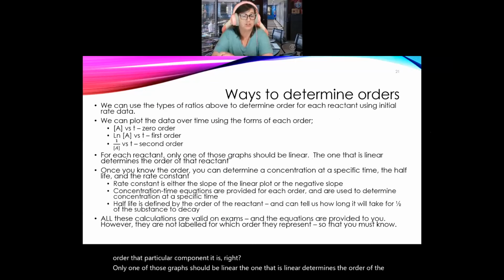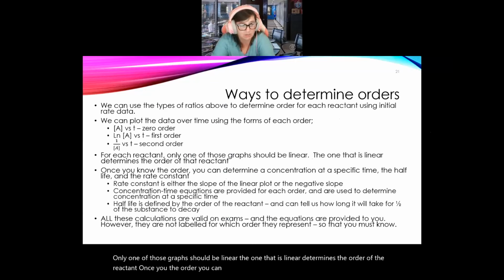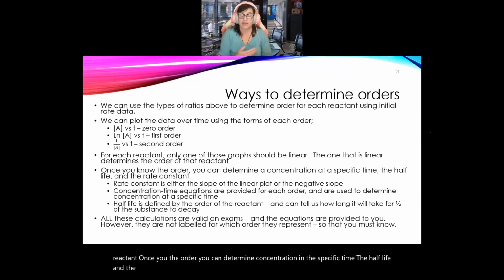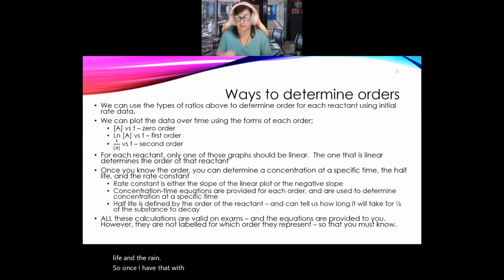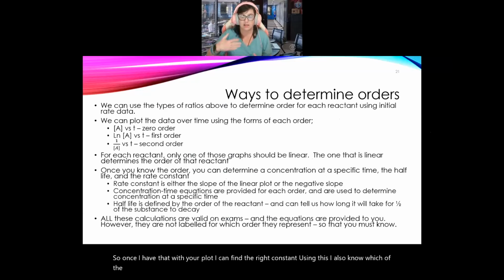Once you know the order, you can determine a concentration at a specific time, the half-life, and the rate constant. Once I have that linear plot, I can find the rate constant using the slope. I also know which of the concentration expressions and the half-life expressions applies to that situation. So I should be able to work with those calculations, right?